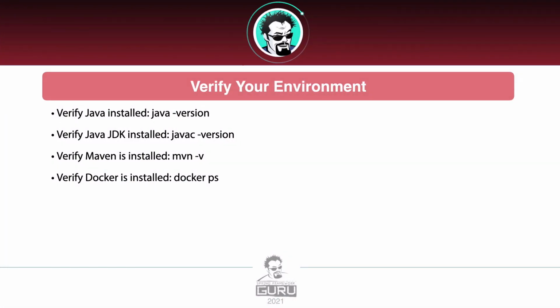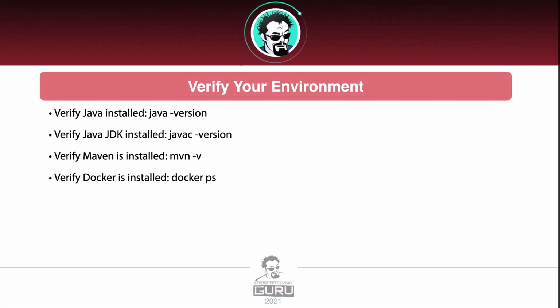So you do want to take a moment to verify your environment, and this can be very simple. Verify that Java is installed, so java -version. Then we want to make sure that the JDK is also installed, so that's javac -version. That will tell us that the Java compiler is available on the command line. Maven, we can just do mvn -v. That will show us the Maven version installed. And then we can run a simple Docker command to make sure that the Docker engine is up and running, and that's simply docker ps, and that'll show us any running containers.